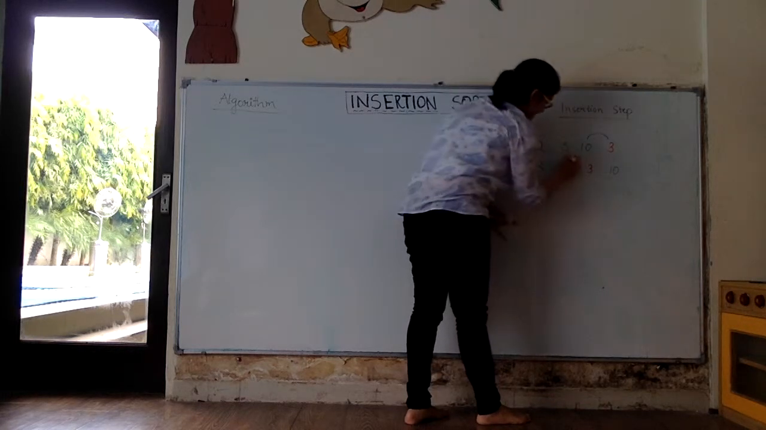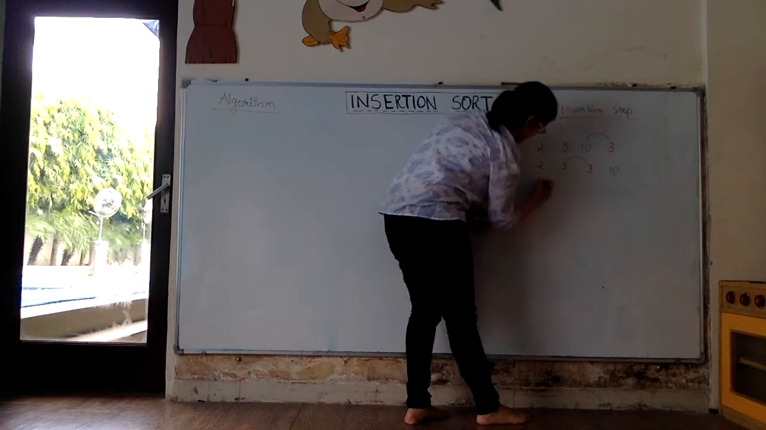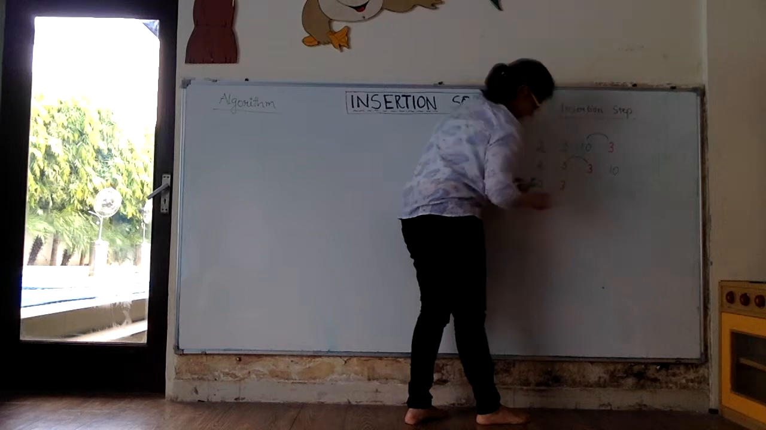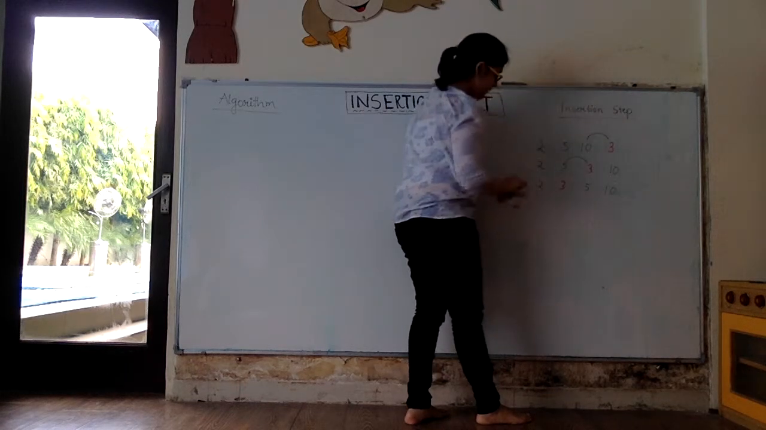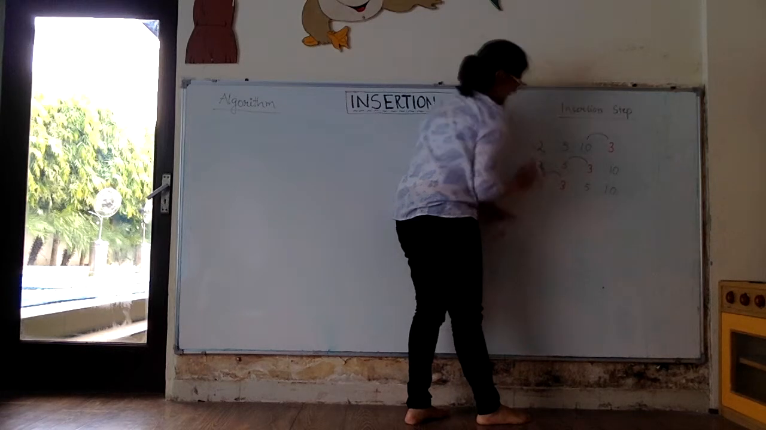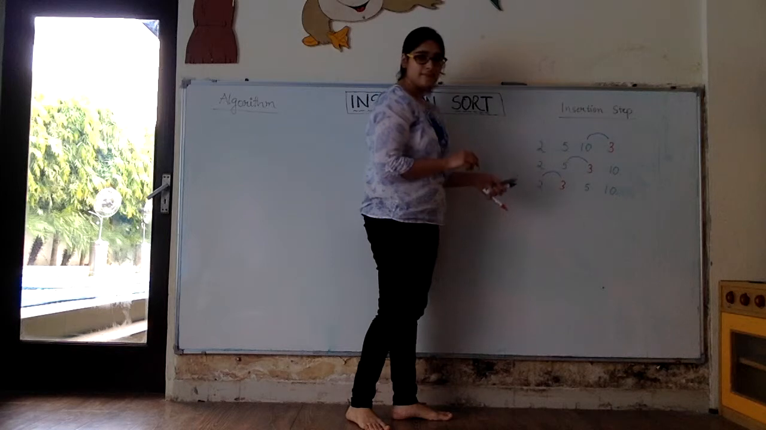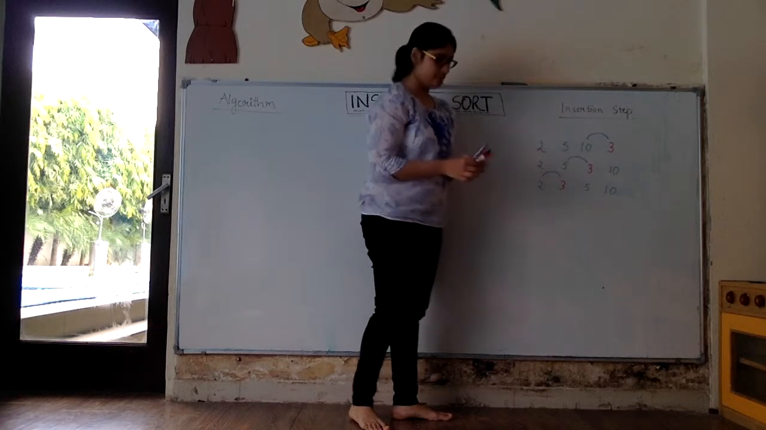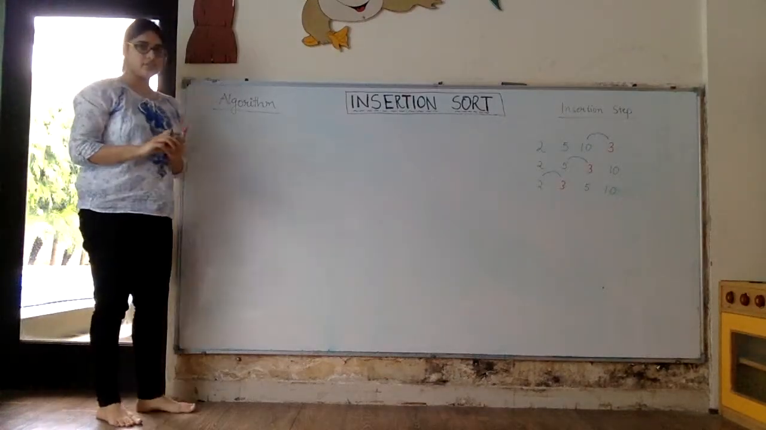Next, I compare 5 and 3. Since they are again out of order, I swap them again such that my list now becomes 2, 3, 5 and 10. Now, I compare 2 and 3. I see that they are in order. So basically, I have used 3 comparisons and 2 swaps to insert 3 into the sorted list. Now, let's come to the algorithm, how it works.